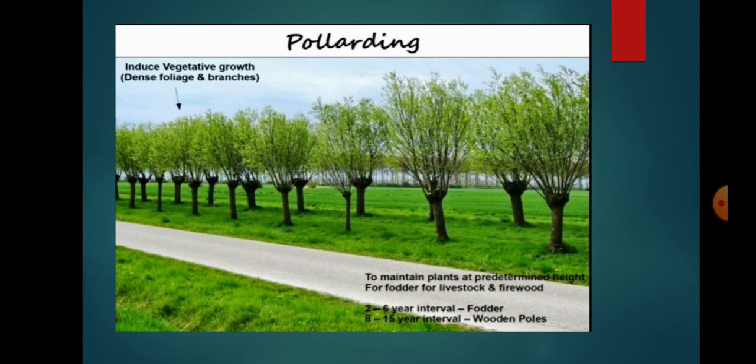The branches available will be used as fodder. At an 8 to 15 year interval, the branches available are used for wooden posts. This is about pollarding.